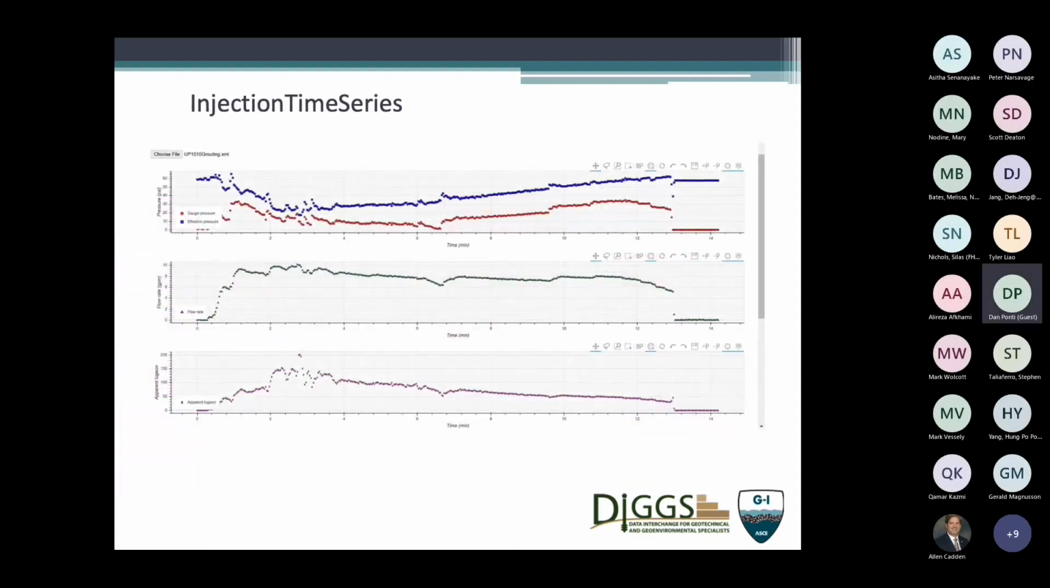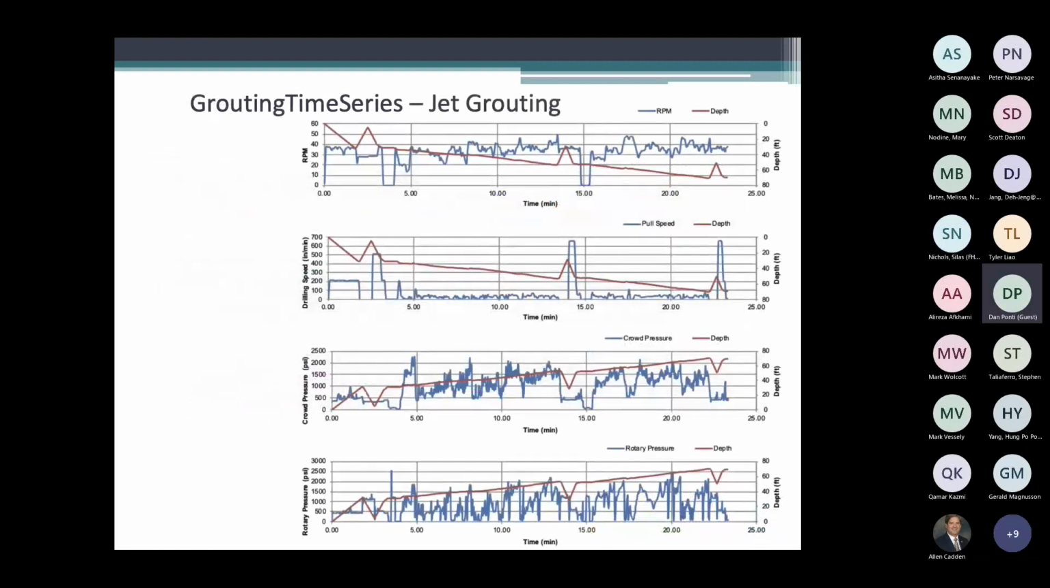These are the types of data that could be managed under the injection time series. We have a means of compactly encoding the time series data so that a lot of information can be stored relatively compactly. These are some injection time series for rock grouting activity. This is an example from jet grouting with both the downward insertion and the upward withdrawal of the monitor.